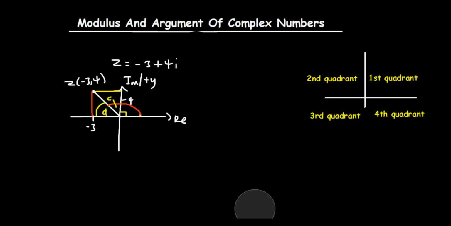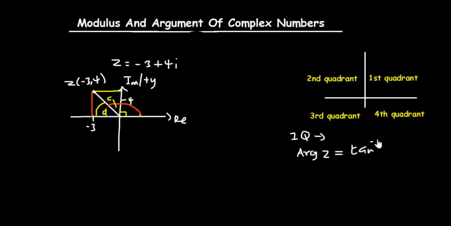So I write down the formulas. For the first quadrant, if you want to find the argument of a complex number, you use the formula arg z equals the tan inverse of y over x, where y and x are the components of the complex number.